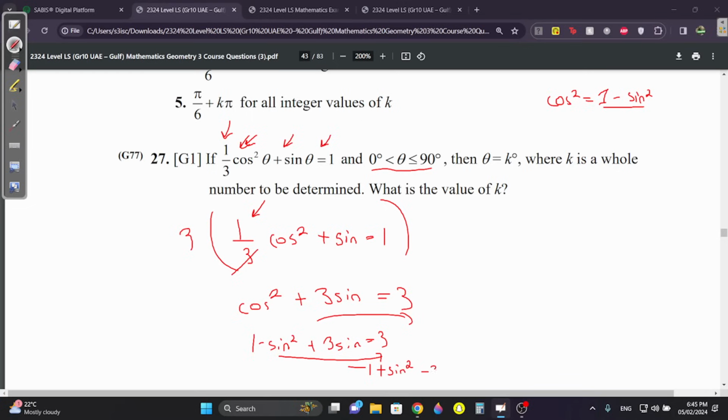And plus 3 sine becomes minus 3 sine. And we have this plus 3 at the end. Let's substitute. Let's just clean it up a bit. Simplify. Minus 1 and 3 gets you plus 2. And you have sine squared minus 3 sine.